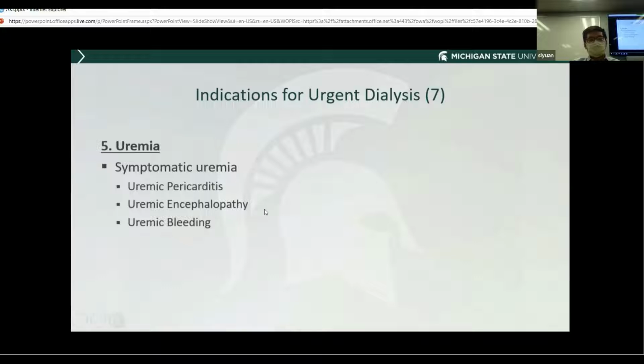So the last indication, uremia. Usually we talk about symptomatic uremia. You might have a really elevated urea, but if the patient doesn't have any symptoms, that might not fulfill the criteria for dialysis. The common symptoms of symptomatic uremia include pericarditis, encephalopathy, where the patient becomes altered in the context of high urea, or uremic bleeding, because when you have uremia, there's platelet dysfunction and they start bleeding. So one way of reversing the bleeding is to bring down the urea.